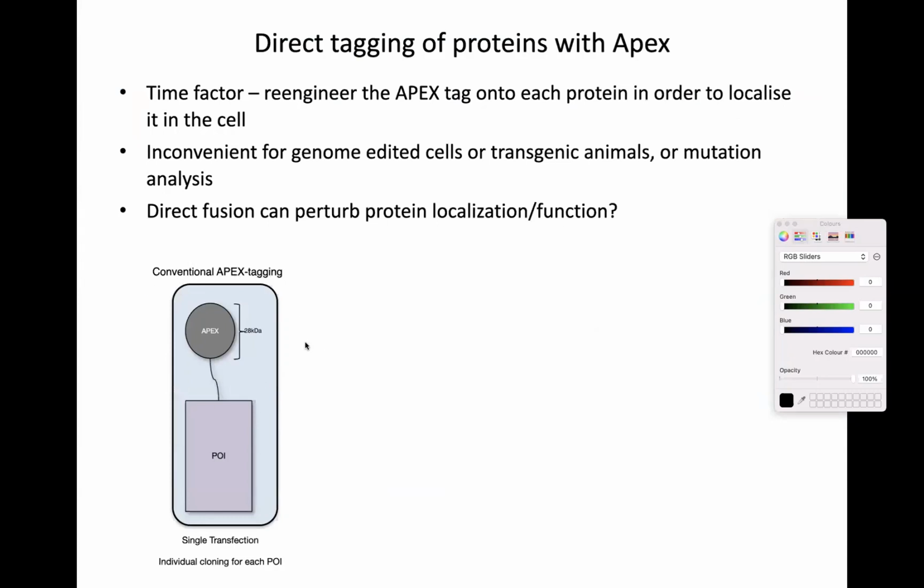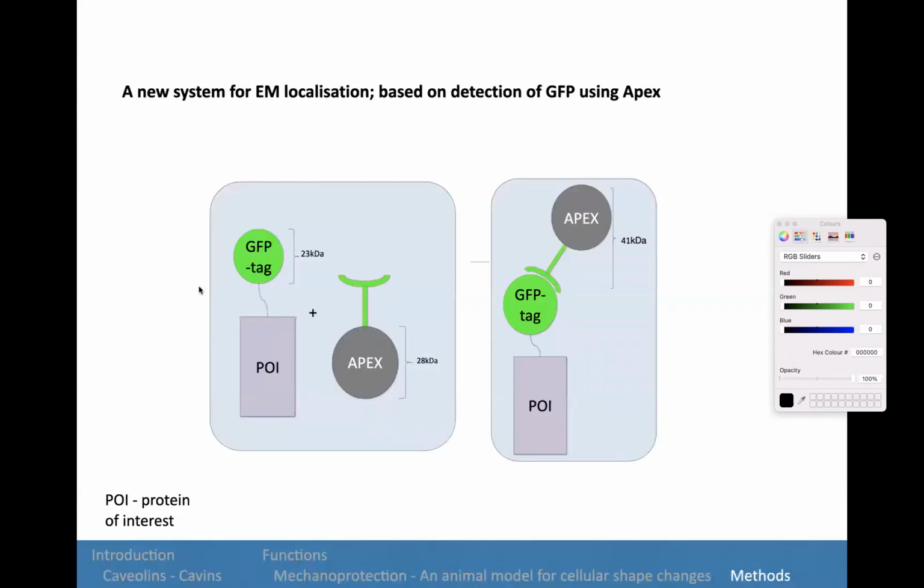And we're also interested in finding a system that was compatible with our existing cell lines and animals that had GFP tagged proteins. So could we have a system for EM localization where we could detect GFP tagged proteins of interest? And so this is the idea. You'd have your GFP tagged protein of interest. Apex would be recruited specifically to that GFP tagged protein. So you wouldn't need to make a new fish line. You wouldn't need to make cell lines. You wouldn't need to make new constructs.